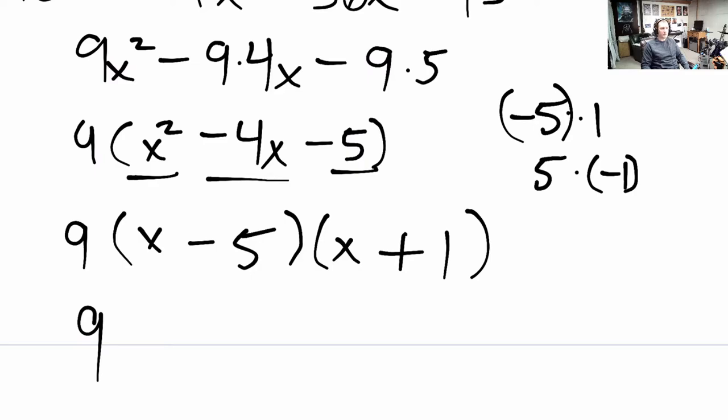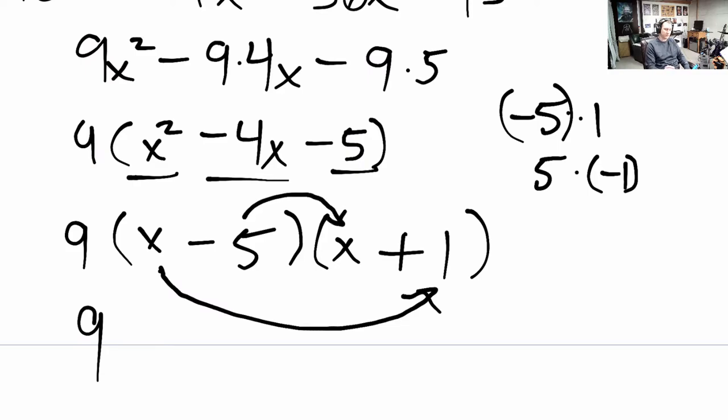They add to negative 4. So if you thought about this in terms of multiplication, x times 1 is one of the distributions that you would need to do, and you would take also negative 5 times x. Those two distributions in particular produce an x term.